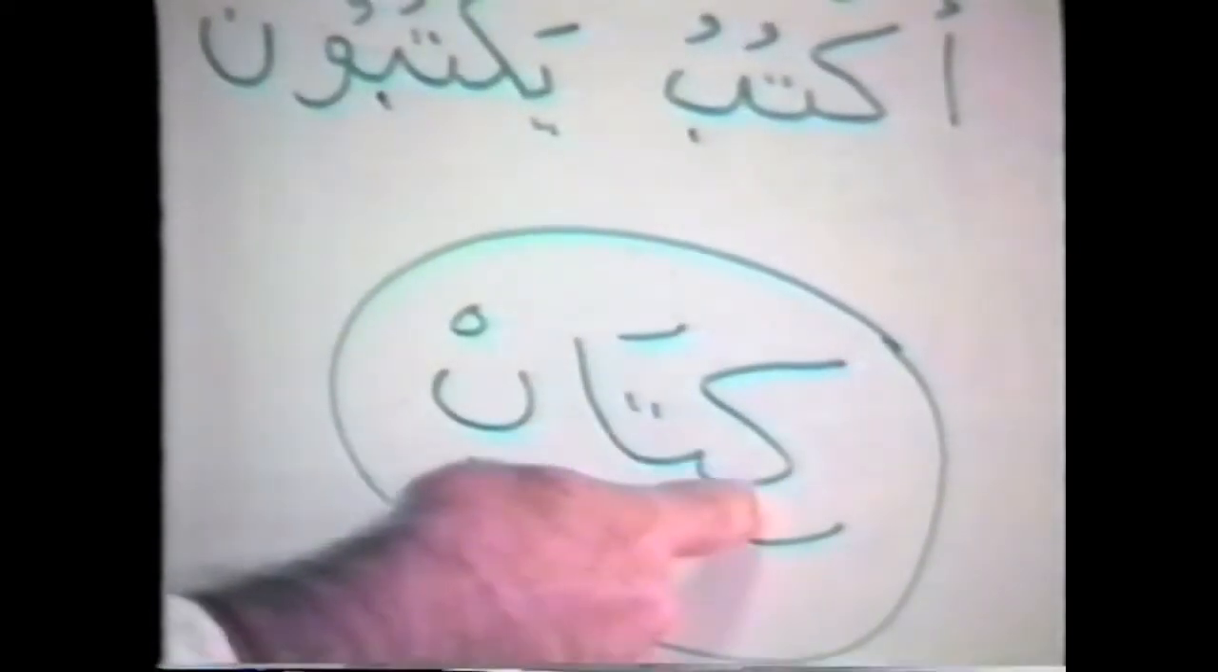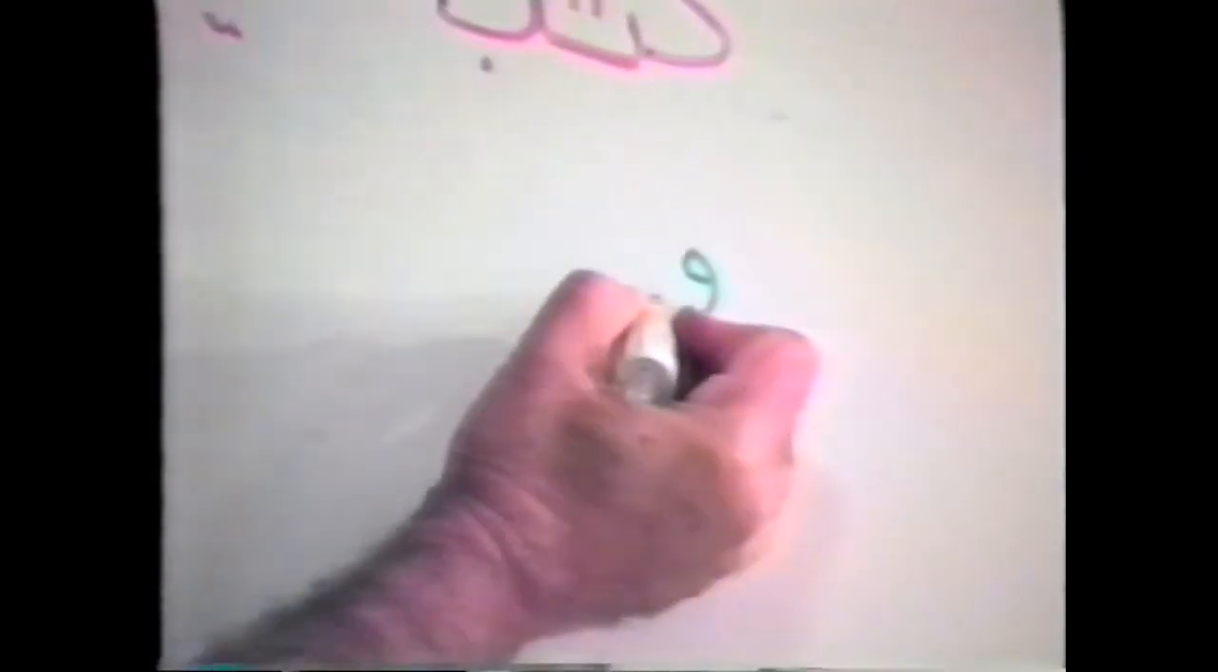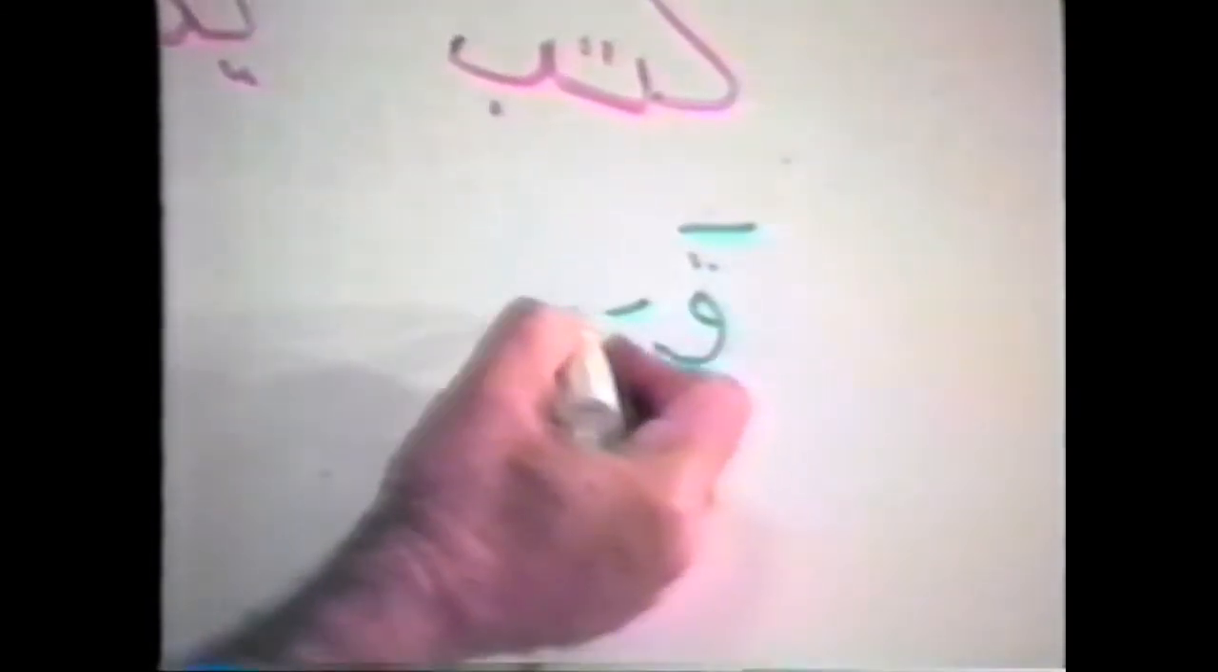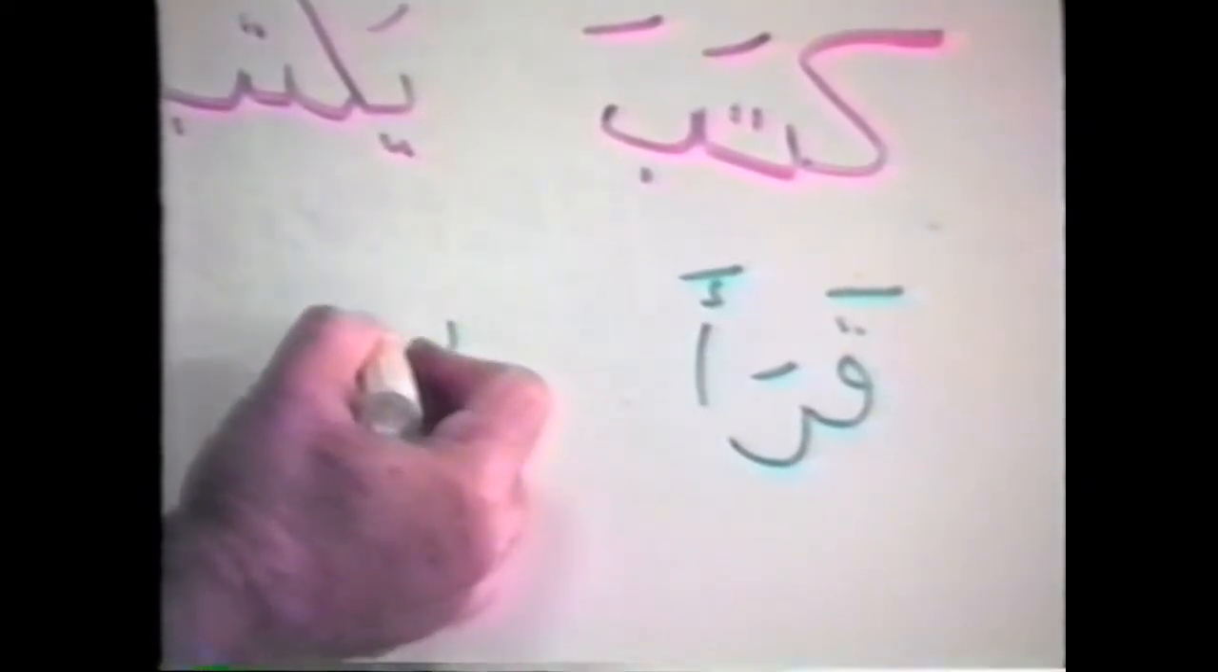So what you need to know is that kataba means to write. And anytime you see a word with the ka and ta and ba, you know that it has to do with writing. Now, let's go to the next word. Qara'a means to read. Qara'a, to read. Now, he reads would be yaqra'u.